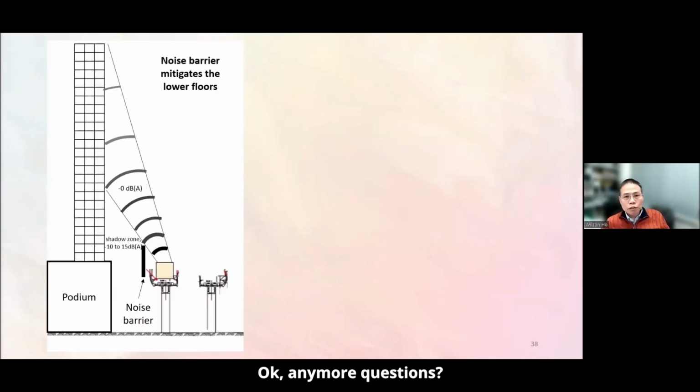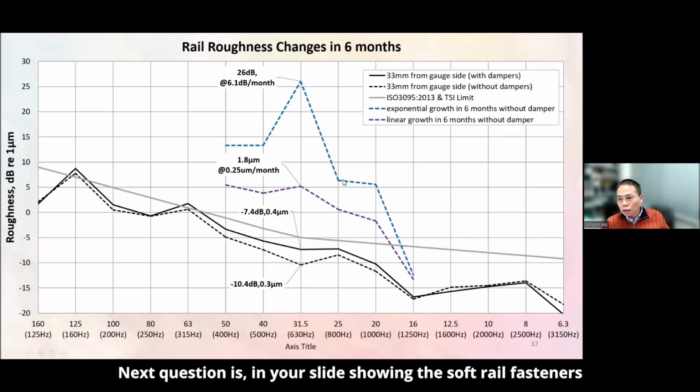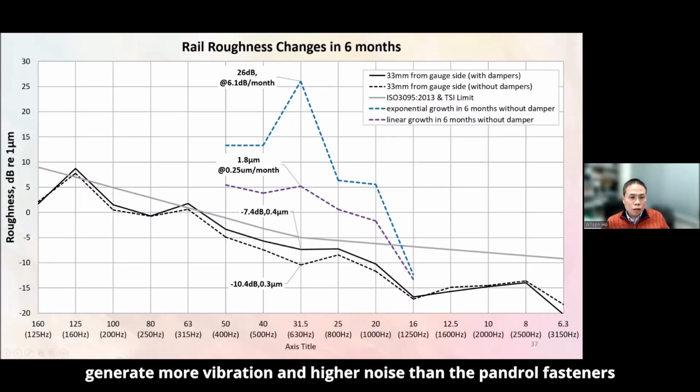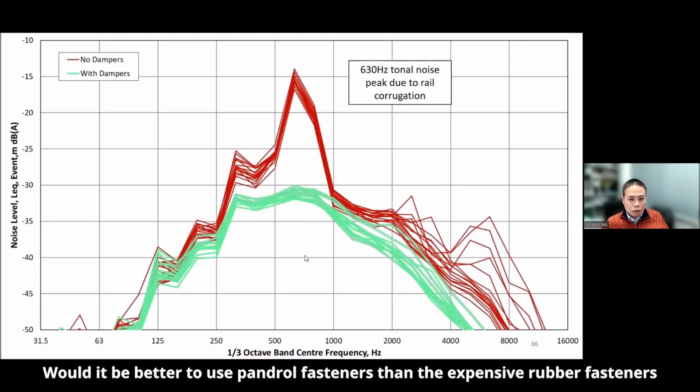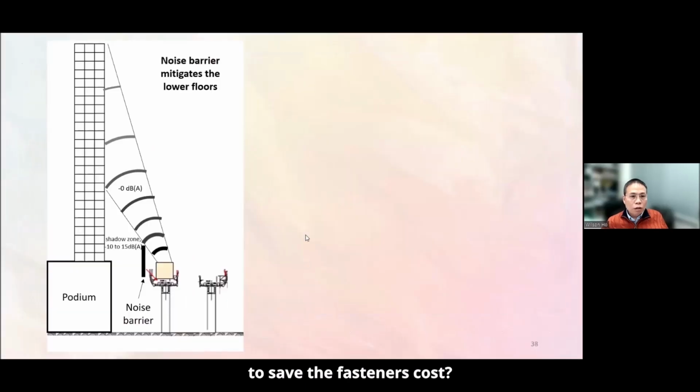Any more questions? Yes. Next question is: in your slide showing the soft rail fasteners generate more vibration and higher noise than the Pandrol fasteners, would it be better to use Pandrol fasteners than the expensive rubber fasteners to save fastener cost? Because the question is complicated, I want to look at which slide it is from. The last one, the 719?